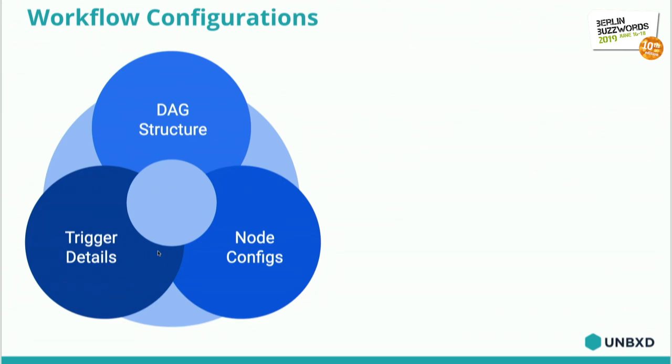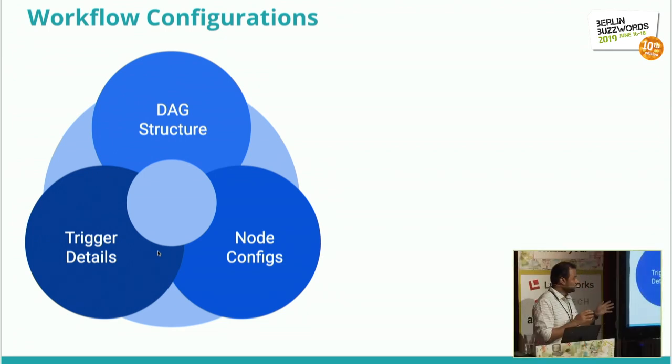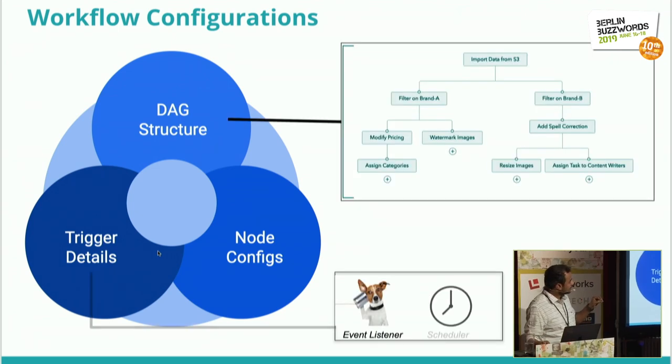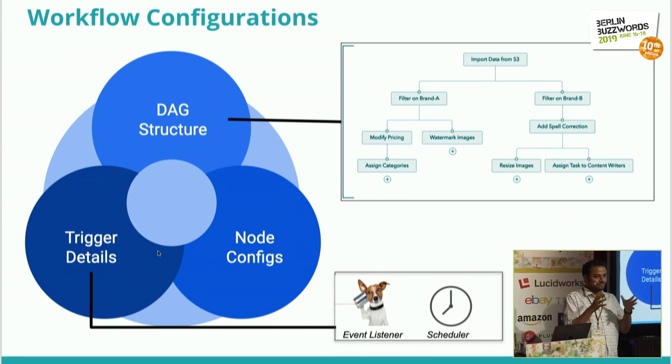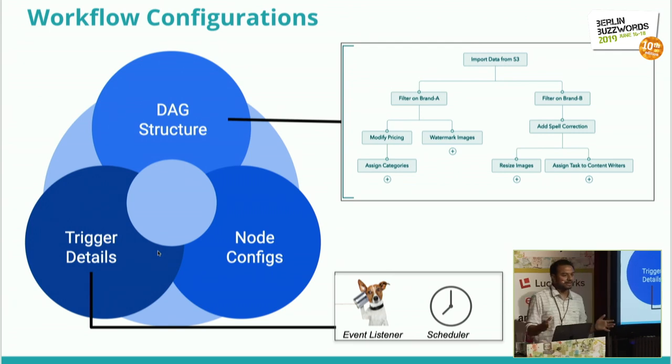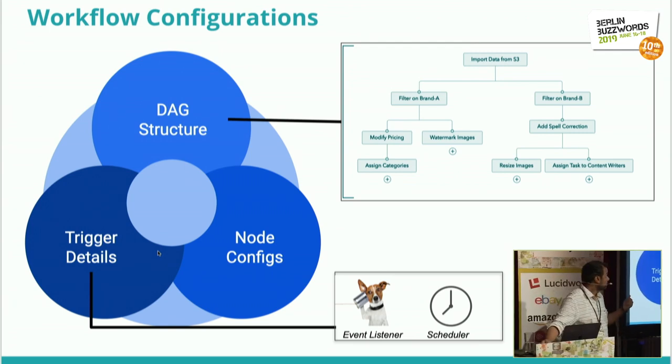Now, after we have the grasp of the basic concepts involved in this workflow, the node and the streams, we can configure a workflow. When we configure a workflow, these are the things which are needed. A directed acyclic graph, where we configure several nodes and then define a particular sequence. There can be fan outs and fan ins there. That's what a DAG structure is all about.